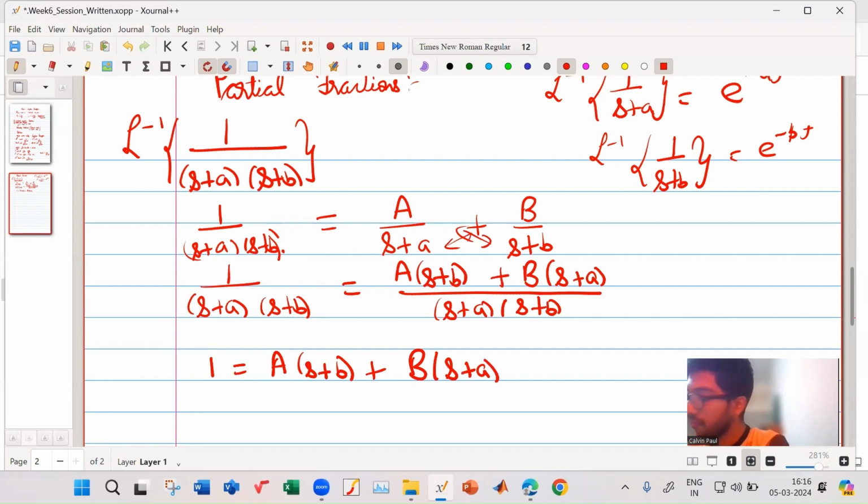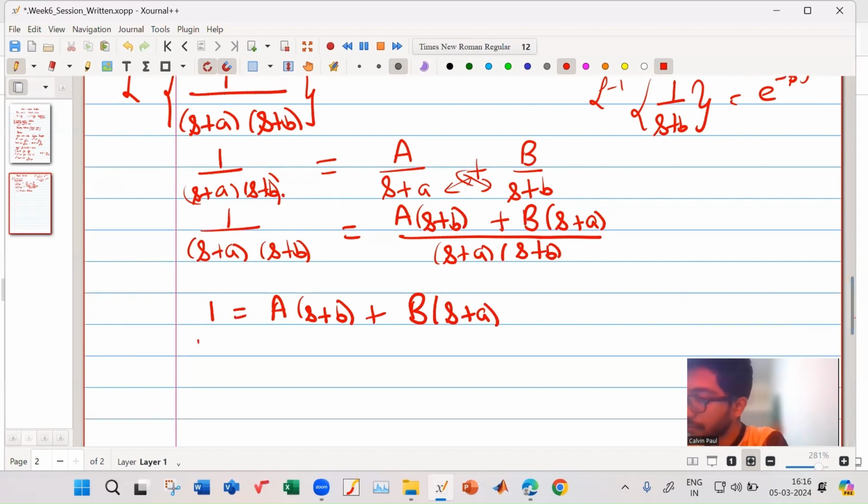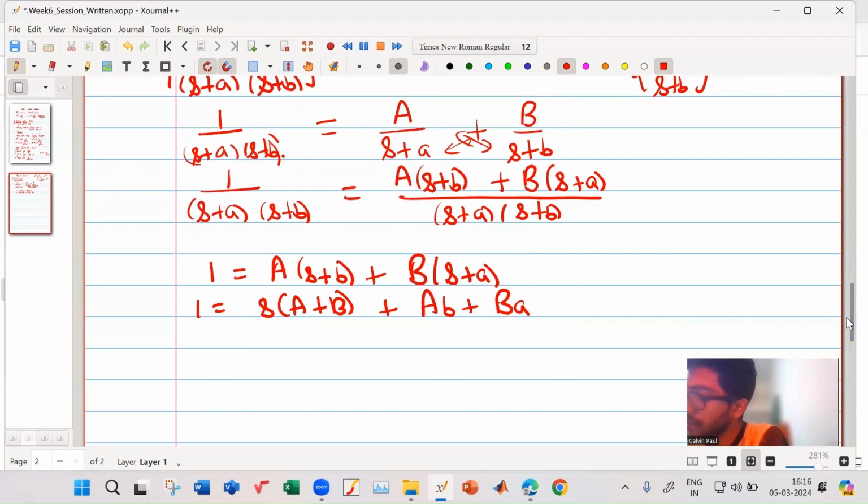Then what we do is we have 1 is equal to s into capital A plus capital B, plus capital A into small b plus capital B into small a. Okay. So now what do we do? This 1 can be written as 0 into s plus 1. Comparing both sides, 0 into s plus 1 is equal to s into A plus B plus Ab plus Ba.